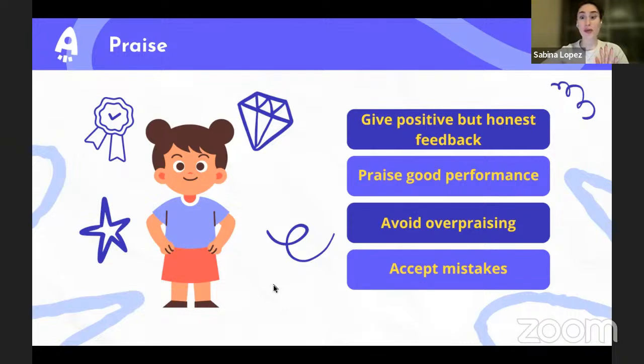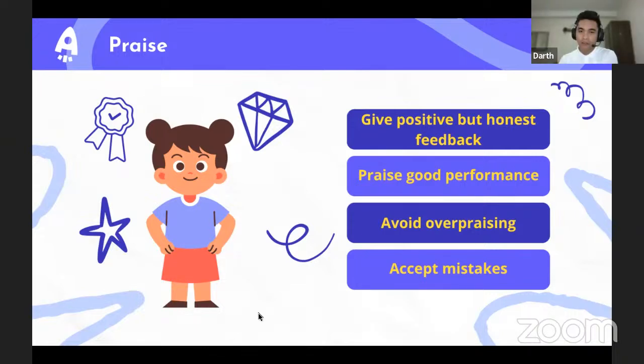Okay, so reflect on your teaching, guys. Which of these do you think you need to do more? Would you like to be more accepting of your students' mistakes? Or would you like to avoid overpraising? Or would you like to praise good performance more? Tell us in the chat box. What's your relationship with building learner confidence?